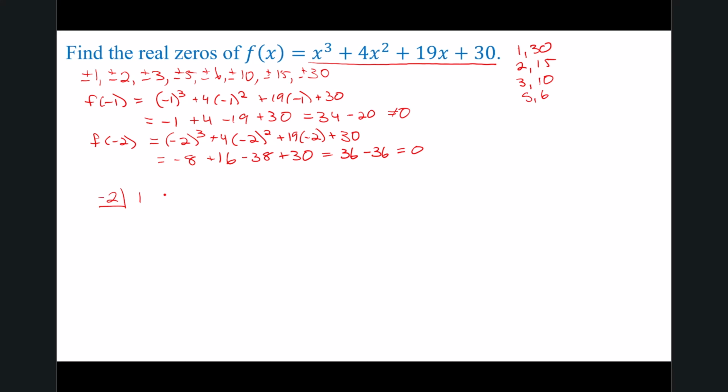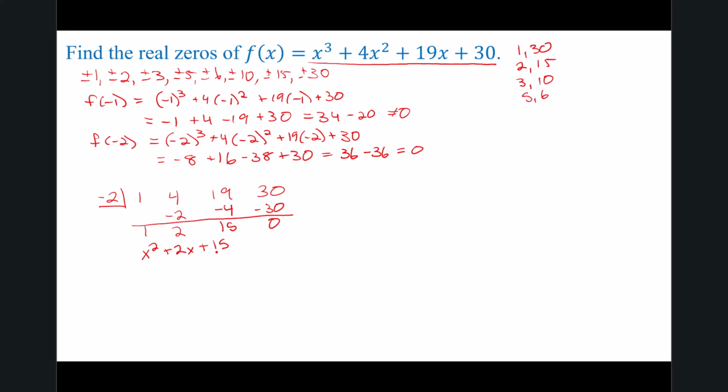Again, we'll do synthetic division. 1, 4, 19, 30. Bring down the 1. Negative 2 times 1. And add. Negative 2 times 2. And add. Negative 2 times 15. And add. Okay, so we're left with x squared plus 2x plus 15.